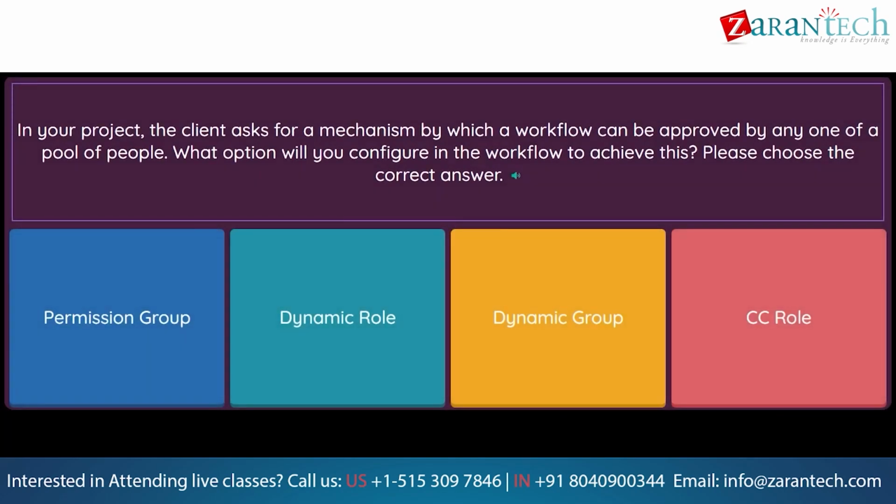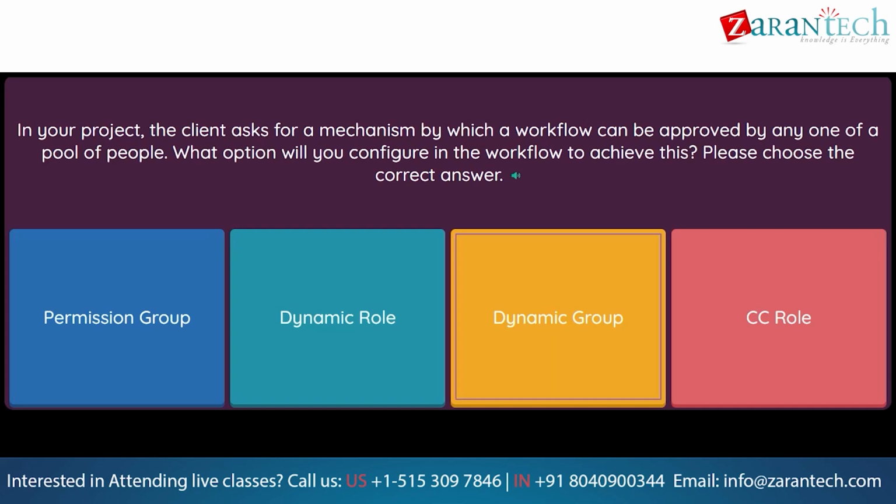Question: in your project, the client asks for a mechanism by which a workflow can be approved by any one of a pool of people. What option will you configure in the workflow to achieve this? Please choose the correct answer. Option 1: Permission group. Option 2: Dynamic role. Option 3: Dynamic group. Option 4: Cubic centimeters role.